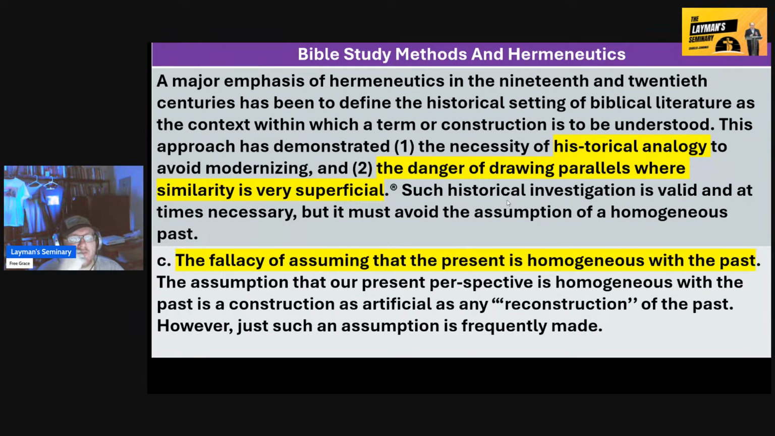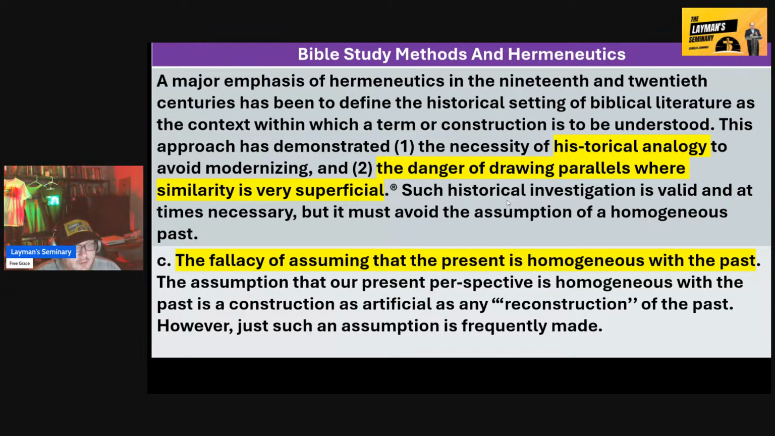A major emphasis on hermeneutics in the 19th and 20th century has been to define the historical setting of biblical literature as the context within which a term or construction is to be understood. This approach has demonstrated: 1. The necessity of historical analogy to avoid modernizing, and 2. The danger of drawing parallels where similarity is only superficial. Such historical investigation is valid and at times necessary, but it must avoid the assumption of a homogeneous past.